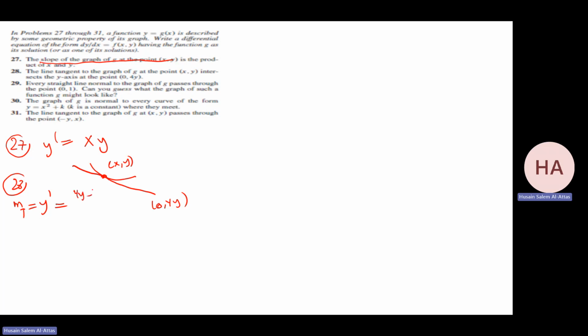That gives me 4y minus y over 0 minus x, which is what? 3y over minus x. So my equation will be what? X y prime equal minus 3y. So that will be my equation, my differential equation, which satisfies this.